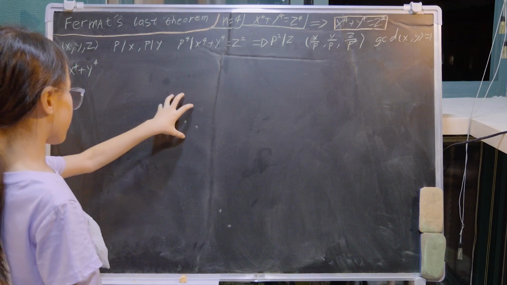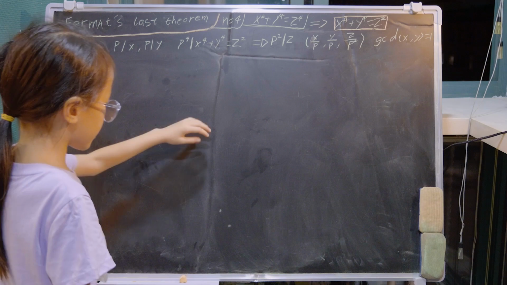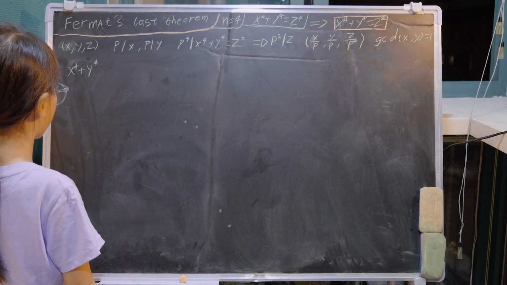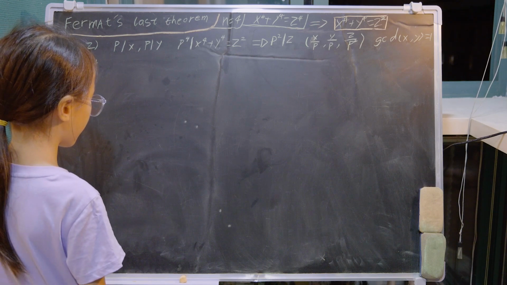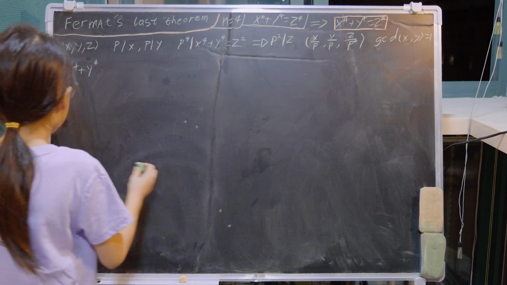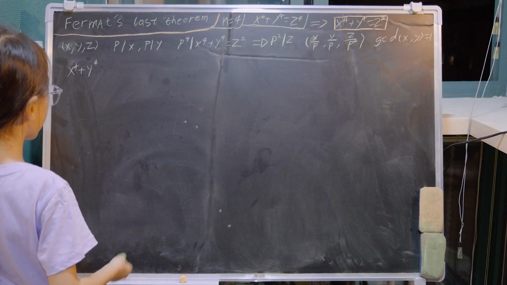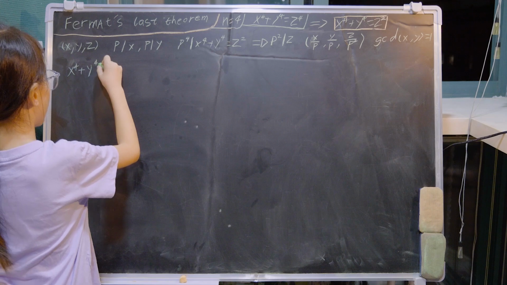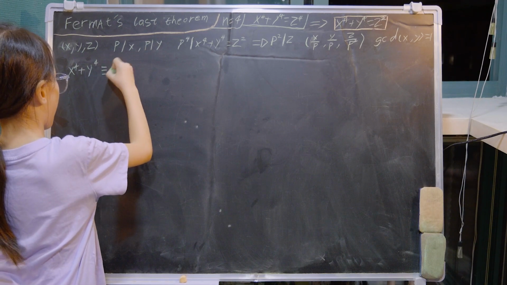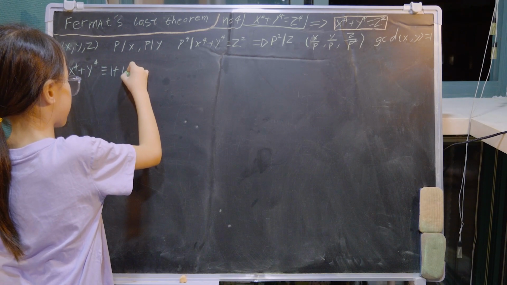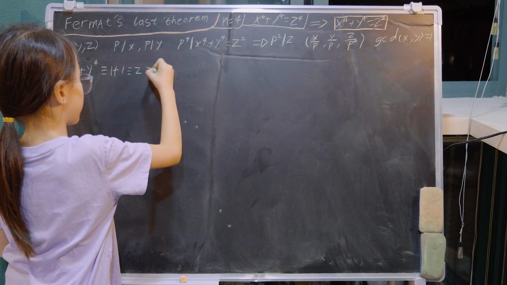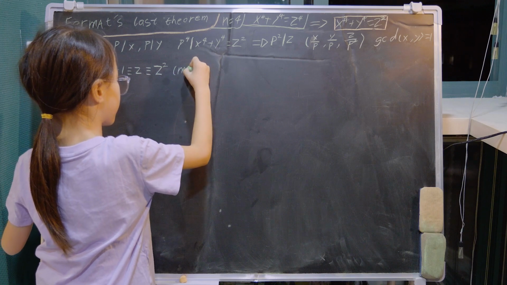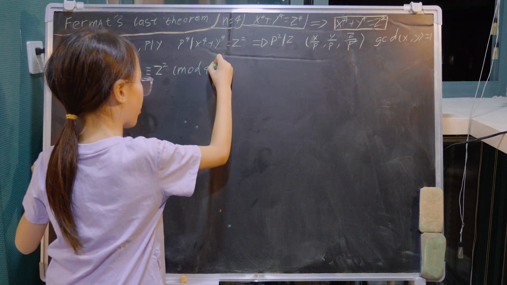The square of this odd number is still congruent to 1 mod 4. So we know an odd number to the 4 is congruent to 1 mod 4. So x to the 4 is congruent to 1 mod 4, and y to the 4 is congruent to 1 mod 4. So that is congruent to 1 plus 1, which is congruent to 2, and that's congruent to z squared mod 4.